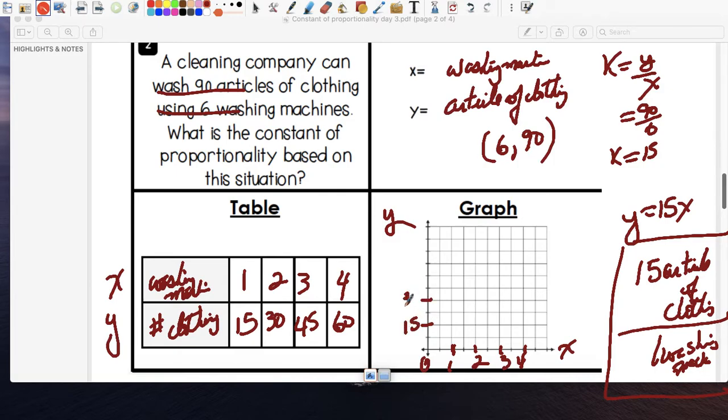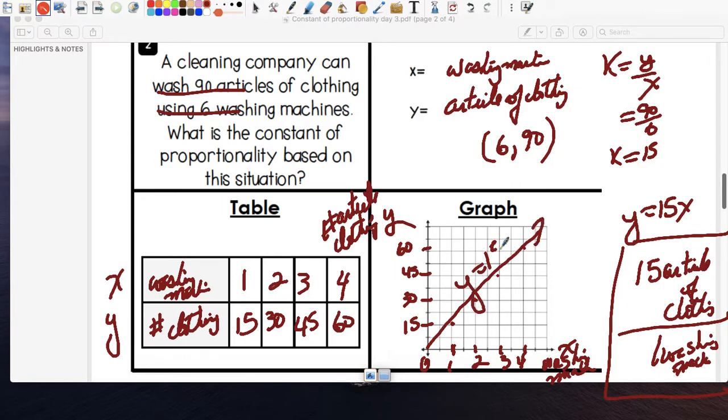And again, 45, 60. Please label. X is my washing machine, and Y is the article of clothing, the number of items of clothing that you're putting in the washing machines. So again, proportional, straight line, goes through 0. Give it a name. Ta-da! Too easy.